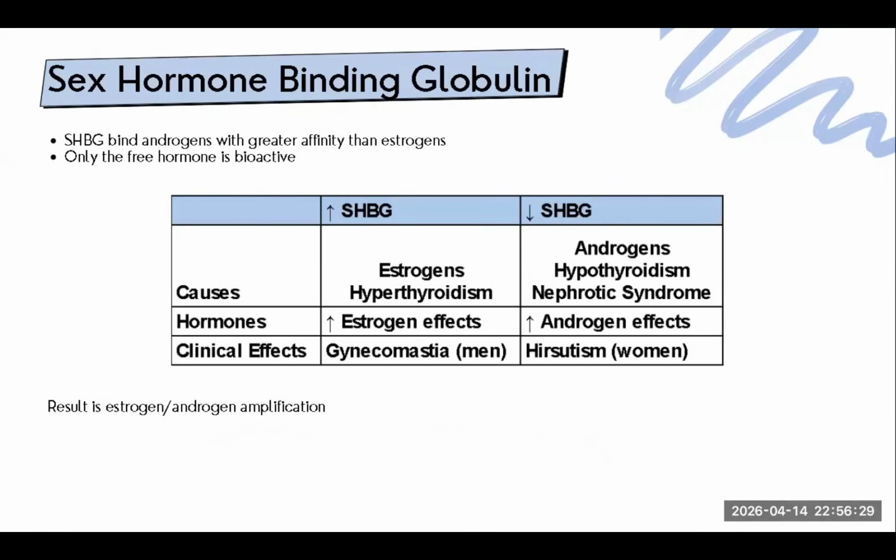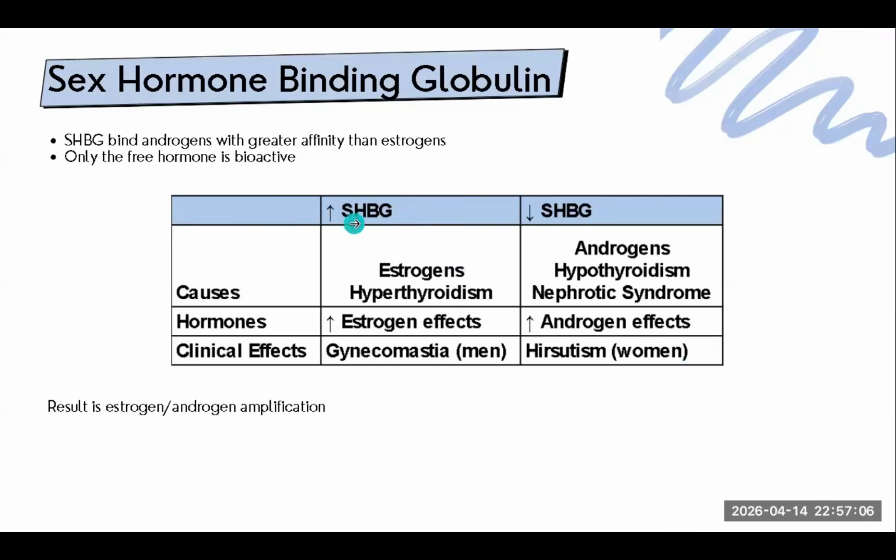Now let's talk about sex hormone binding globulin in detail. SHBG binds androgens with a greater affinity than estrogens. This is very important. And only the free hormone is bioactive. By free hormone, we're talking about either androgens or estrogens, okay? So the androgen, which is binding to the sex hormone binding globulin, would not be bioactive. It would not have an effect. However, the free hormone, which is not bound to the sex hormone binding globulin, would have an effect in the body, no matter where the location is.